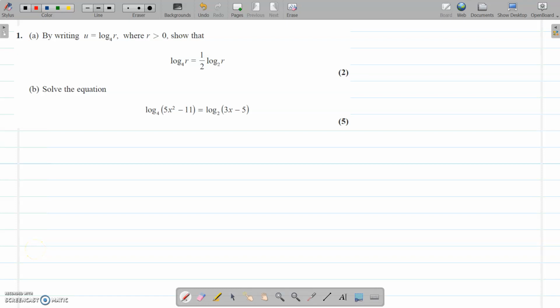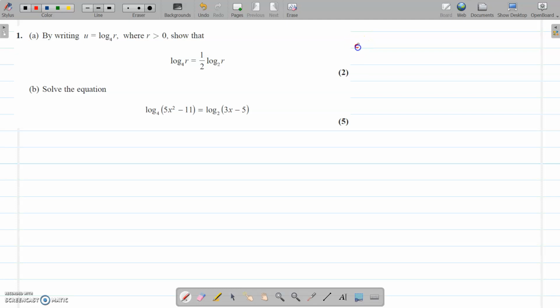Okay, welcome to this question from the 2019 AEA paper, about logarithms. In part A, we have to use that substitution and show that this statement here is true. Okay, so I'm going to make a start by working on what the fundamental definition is of u equals log to base 4 of r. Okay, so we start with this.